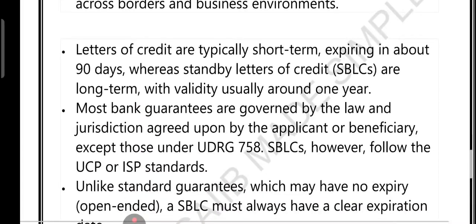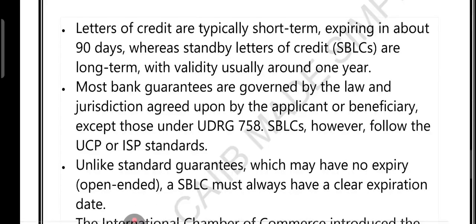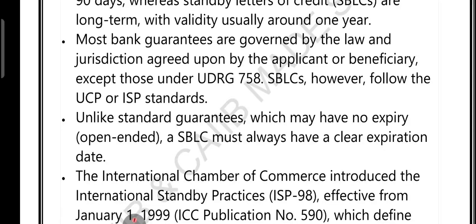Remember, regular guarantees are governed by the mutually agreed law unless they follow URDG 758, right? An SBLC, a standby letter of credit, follows international norms like UCP, ISP 98, right? As for SBLC in India, Indian banks are only allowed to issue commercial SBLC for import, not financial SBLC.